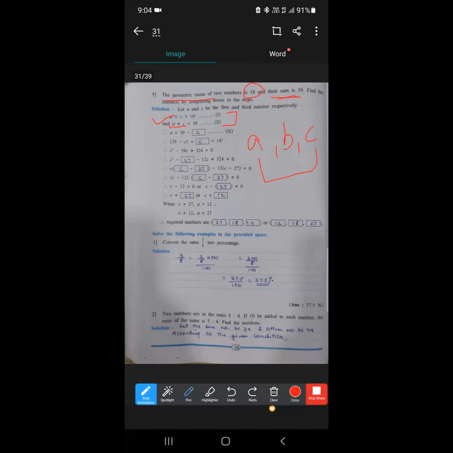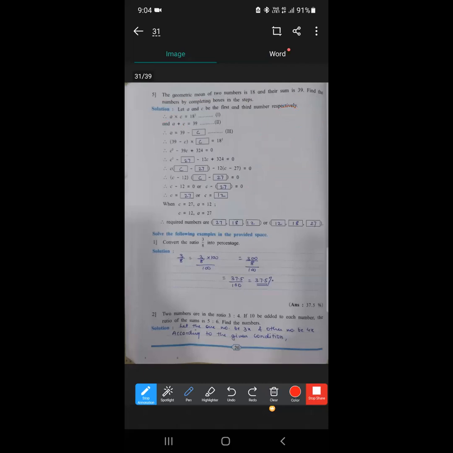Therefore a is equal to, from the second condition, a plus c is equal to 39. So the value of a will be 39, and this plus c will go to that side and become minus c. So a is equal to 39 minus c. In the first block you will note down c. That is the equation third they have marked.